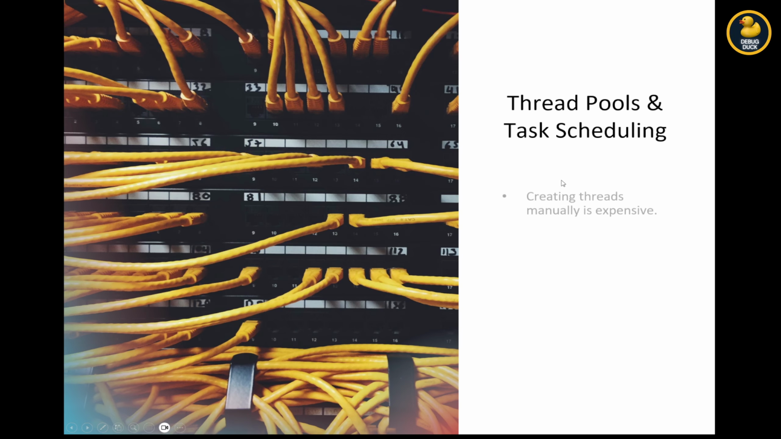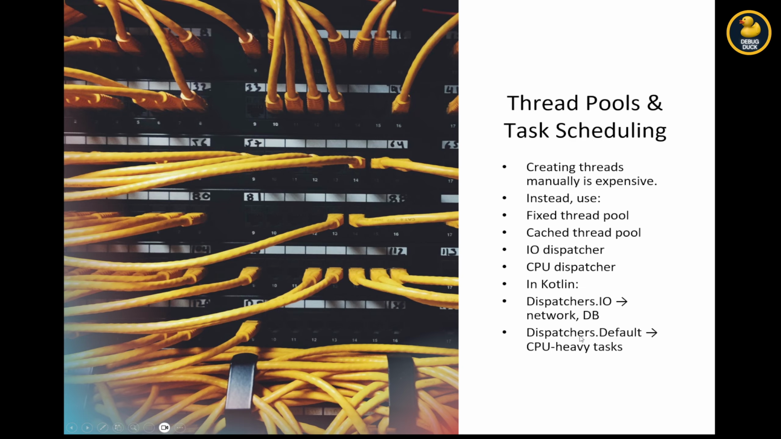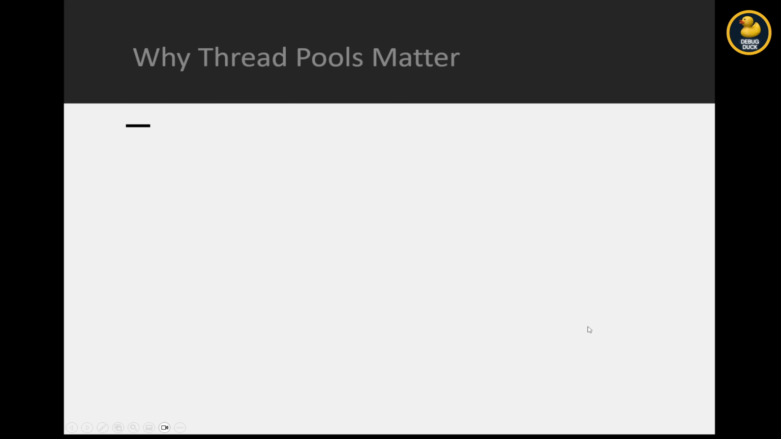Thread pool and task scheduling. Creating threads manually is expensive. Instead, use a fixed thread pool, cached thread pool, I/O (input-output) dispatcher, CPU dispatcher. In Kotlin, Dispatchers.IO for network and database, Dispatchers.Default for CPU-heavy tasks, and Dispatchers.Main for UI, the user interface.